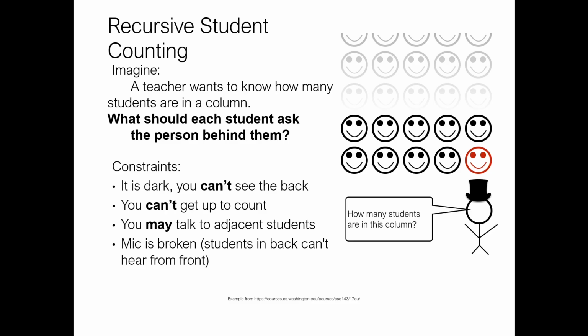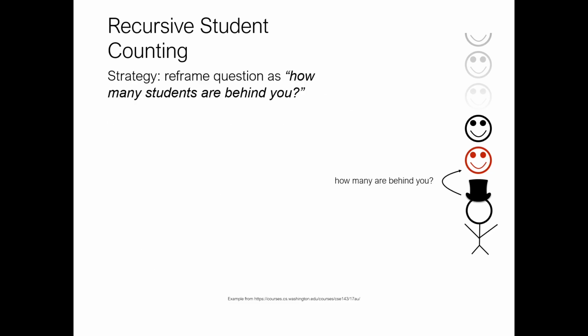It's dark, so the first student can't actually see the back, so he can't just turn around and count them. You can't get up to walk around and count. You may talk to adjacent students. I actually see this going on all the time in class. And finally, the microphone is broken. So the students in the back can't even hear me. Yet another common problem. So how are we going to solve this?